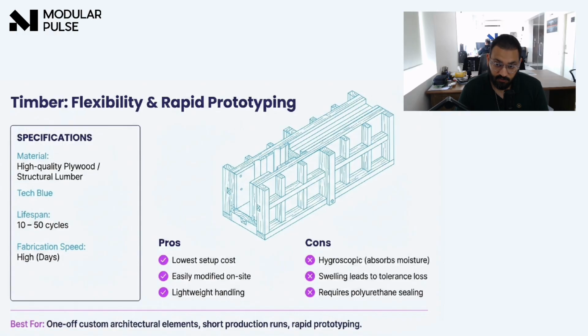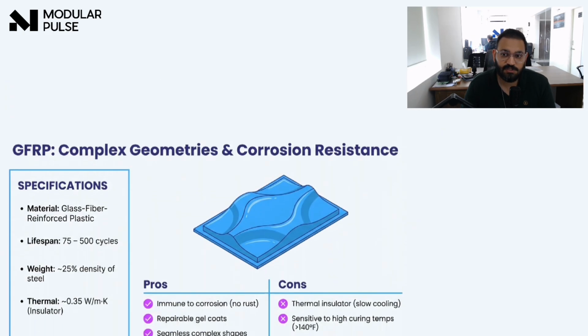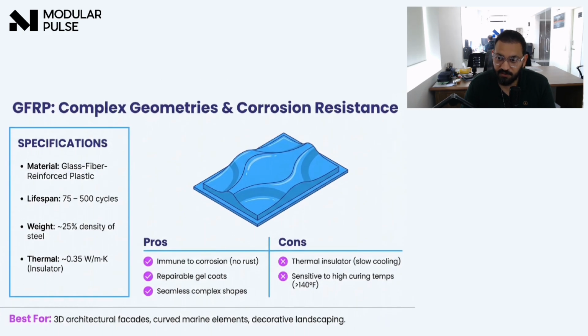However, wood is hygroscopic. It drinks water. Every time you cast, the wood swells slightly. Over 50 casts, your dimensions will drift. So the strategy here is use wood for prototypes, one-offs, or short runs where tolerance drift is acceptable, but never for mass production. What happens when you need the durability of steel but the complexity of a sculpture?